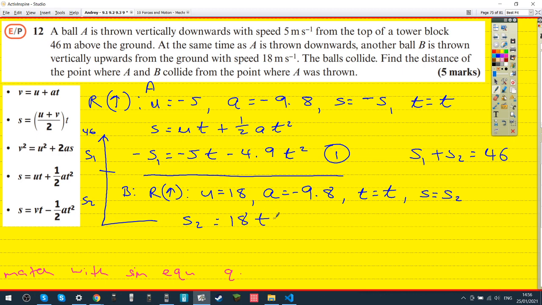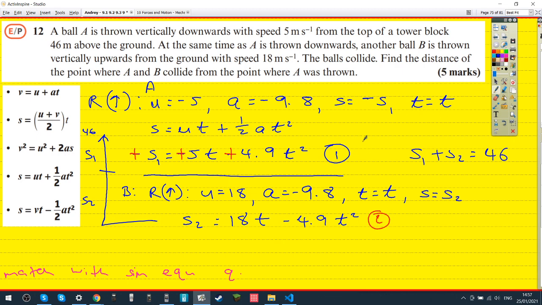UT minus 4.9 T squared. Yep. And then so we now have 18. Do we now need to change S minus S1 to S1? Yep. So what would the first equation become? It would become minus 1 times minus 5t minus 4.9t squared. Sure. Basically, all the minuses turn to plus. Yeah. And so we now have to add both of those together and make it equal to 46.